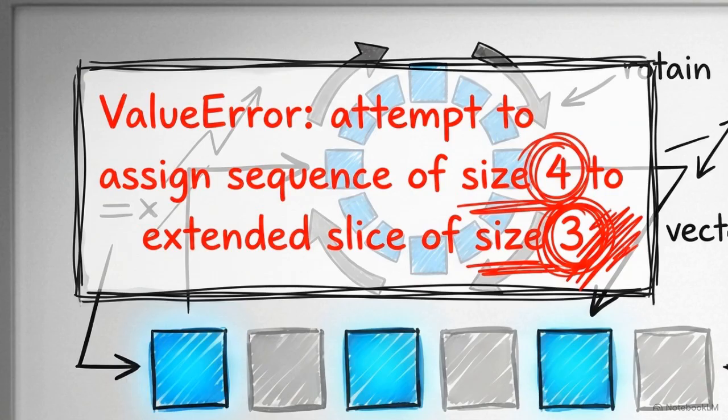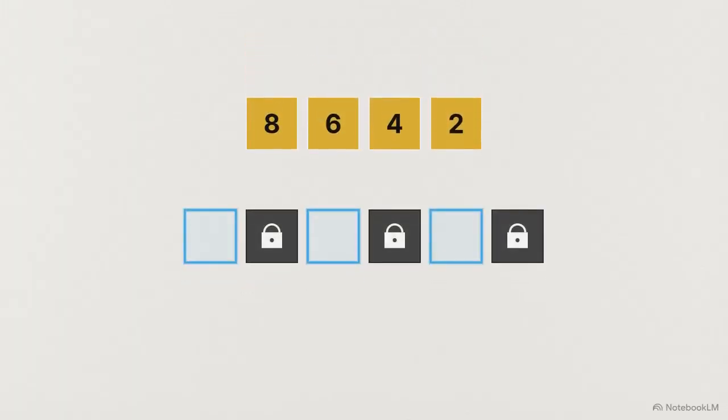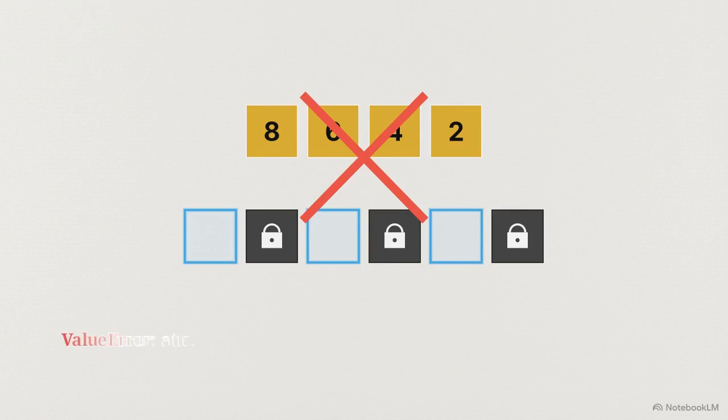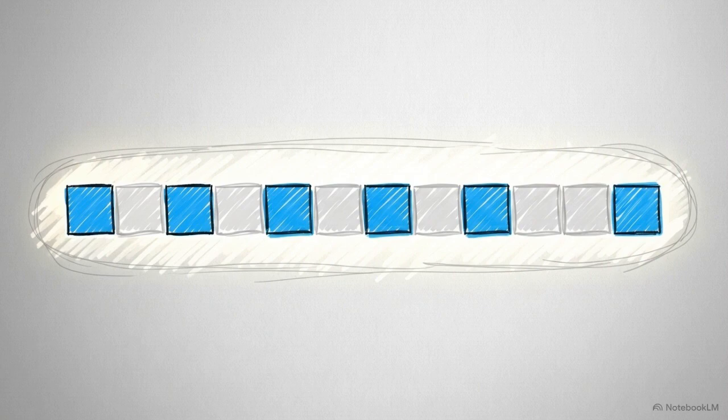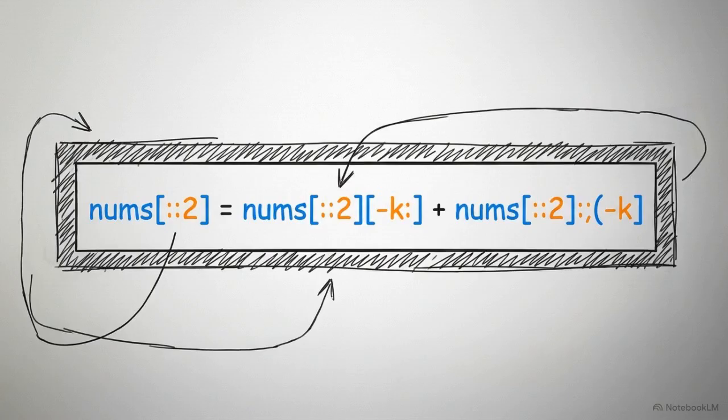A common error during this step is a value error caused by a size mismatch. Python will reject the assignment if the number of elements on the right side doesn't exactly match the number of slots available in the target slice on the left. When the sizes align, slice assignment allows for targeted updates, modifying only the even-indexed elements while leaving the rest of the structure perfectly intact. This three-step method, extract, rotate, and reassign, creates a clear pipeline for handling selective data manipulation.